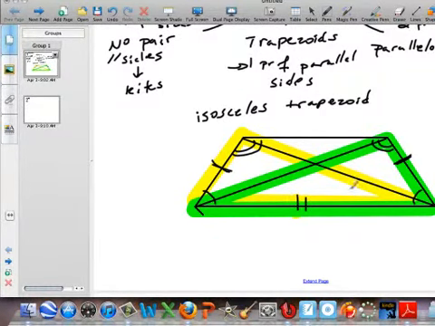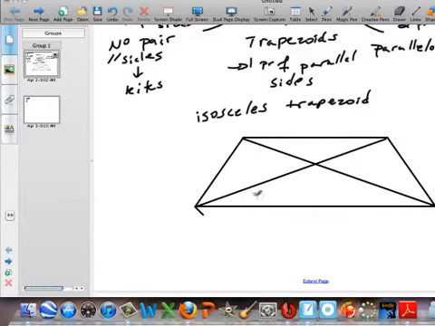So those two triangles are congruent, which means their corresponding parts are congruent. Therefore, the two diagonals, this line and this line, must be equal by CPCTC. So all that stuff that we learned previously is still playing a big role here in a lot of the math that we see going on right now. Okay, so that's trapezoids in a nutshell.